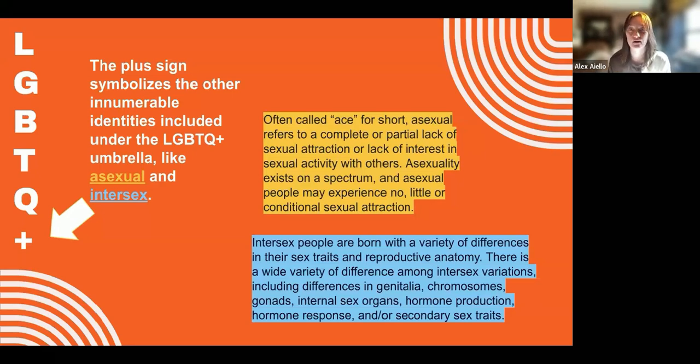And then the I is intersex. Intersex people are born with a variety of differences in their sex traits and reproductive anatomy. So there's wide variety among intersex people, including differences in genitalia, chromosomes, internal sex organs, hormone production, or secondary sex traits. That could be like facial hair. So A and I are just a few of the other terms that could be encompassed in referring to LGBTQ plus people. I think a lot of times gender and sexuality have been conflated in our society, and people think they are the same thing, but they're really different identities.